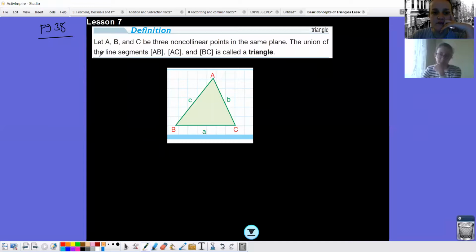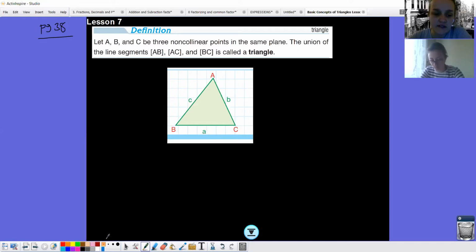So here, as you see, the definition of a triangle. Let A, B, and C be three non-collinear points. We know what collinear and non-collinear points in the same plane mean. The union of the line segments AB, AC, and BC is called a triangle. This figure is called the triangle. Mostly we will show the sides of the triangle. If the point A is here, opposite of the point A is side A; opposite of point B, side B; and point C, side C.